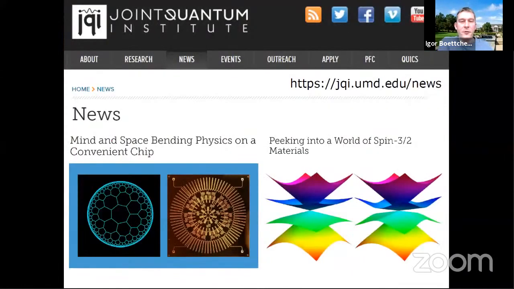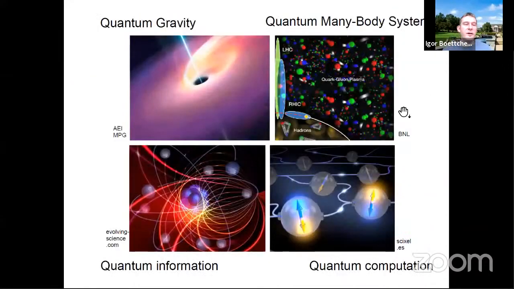And if you maybe want to read more, there are two very beautiful news pieces written by Bailey Bedford about the hyperbolic physics I'm talking about today, but also about some physics of spin-three-halves topological semimetals that I won't cover today, but will also be a part of our research group. So let's get right to it.